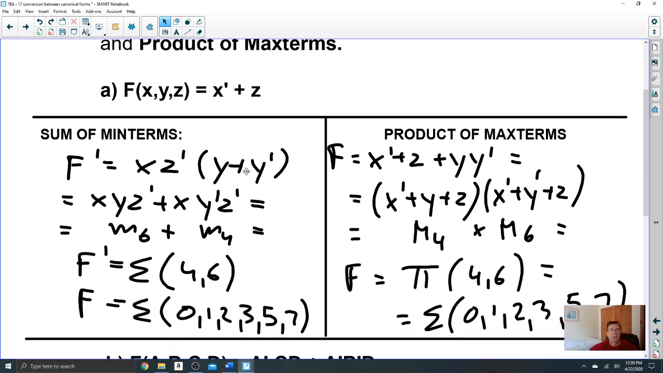Now maxterms. Let's see this function, product of maxterms. So it's almost a maxterm. It's a sum of two variables for a three variable function. y is missing, so we're going to add 0 in form of y times y prime. So x prime plus z plus y y prime. I'm going to use distributive law.